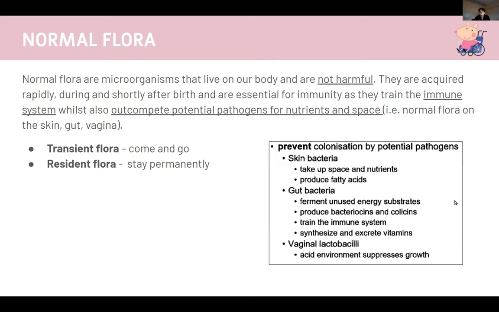So some of the methods of normal flora in preventing colonization by potential pathogens. So on your skin, normal flora can take up space and nutrients and also produce those fatty acids, which protect against pathogens. In the gut, they can ferment unused energy substrates, so reducing energy available for pathogens, and also produce bacteriocins and colicins. They can train the immune system and also synthesize and excrete vitamins. And also lactobacilli in the vagina, these create an acidic environment which suppresses pathogen growth.